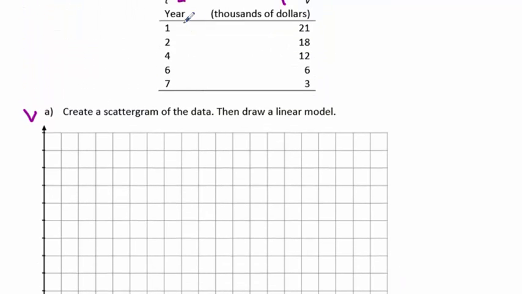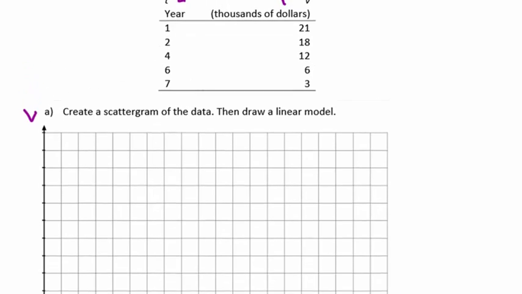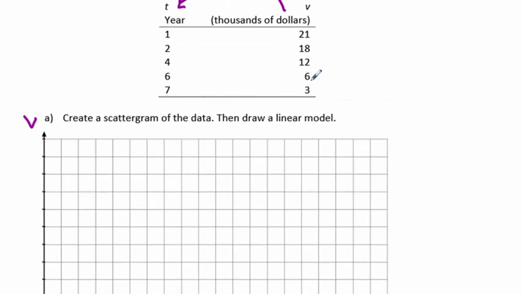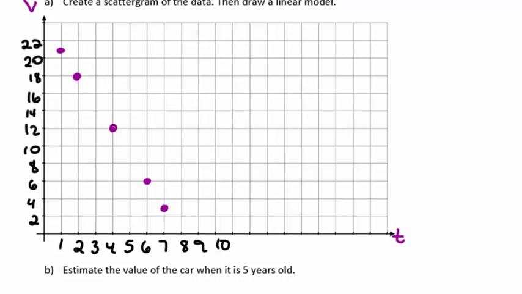A labeling system for the independent axis of 1 through 10 will work just fine for all of these values. And for the dependent axis, to be able to get all the way up to 20, I should count by 2's. Once we have our labels completed, we'll go ahead and plot the ordered pairs. Once you get all 5 ordered pairs plotted, we're ready to draw the linear model. And it looks like these will be a perfect line. So let's go ahead and connect them.